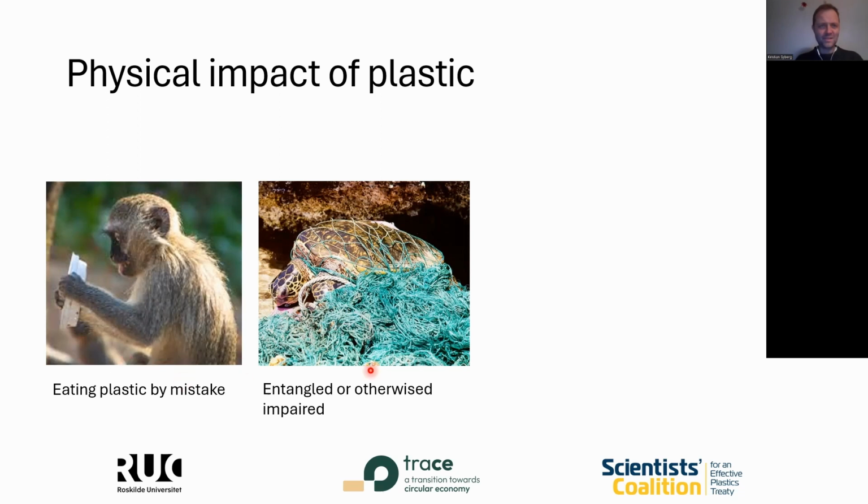Another thing is obviously this type of entanglement or otherwise impaired by the physical presence. This is from a fishing net, sometimes with a little bit of drama. We call these ghost nets because fishing gear that is lost into the environment keeps fishing over time and kills a lot of wildlife, like for example sea turtles, which are already an endangered species, and this is just an additional threat to these types of organisms. But it can also be other types. It can be organisms that are caught on plastics or entangled in other types of plastics as well.